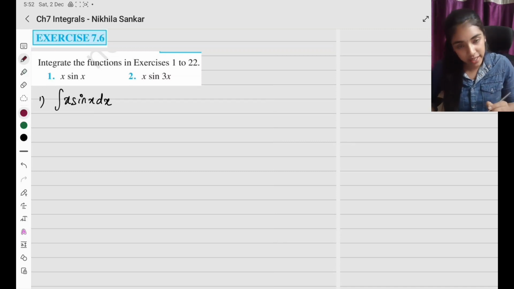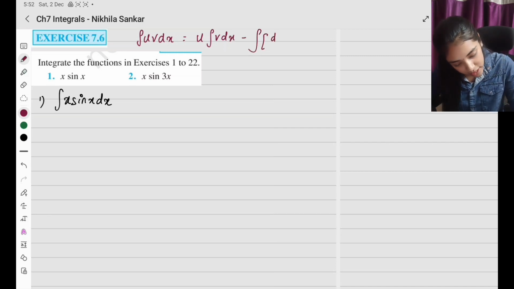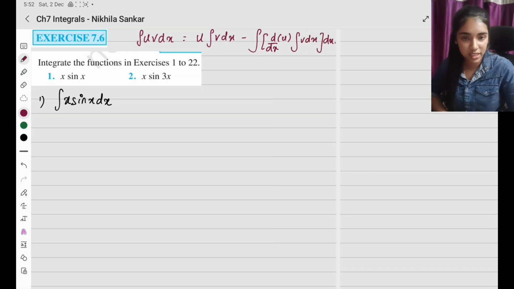What is the formula? I'll write the formula for the first question, but always write the formula for every question, so that you don't forget. It is integral of u v dx: first function times integral of the second function, minus the big integral, open bracket, d by dx of the first function times integral of the second function, close the bracket, times dx. So this is the formula. Okay, when I apply this, what do I have?